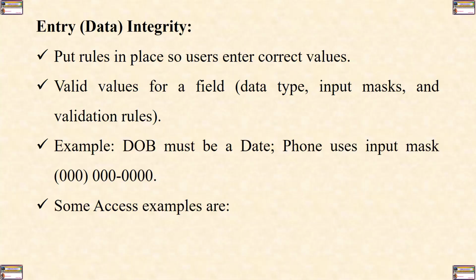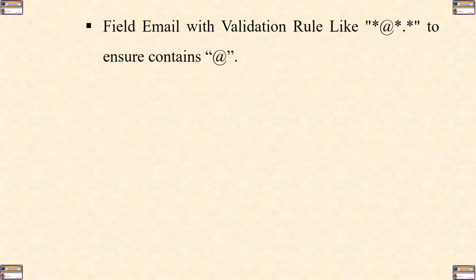Some Access examples are a field called date of birth, as we have said, which is supposed to be set to date/time type. So when we're ensuring that there's data integrity in your database, there are a number of things that you set, and one of them is determining the type of data that will be entered. So for the field for date of birth, you have to set it to date/time type.